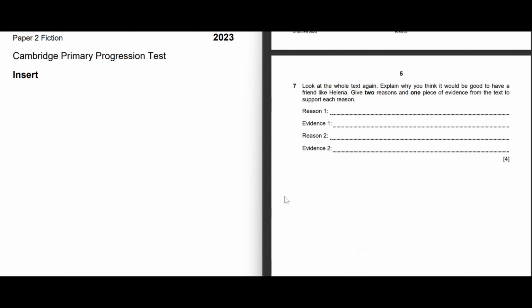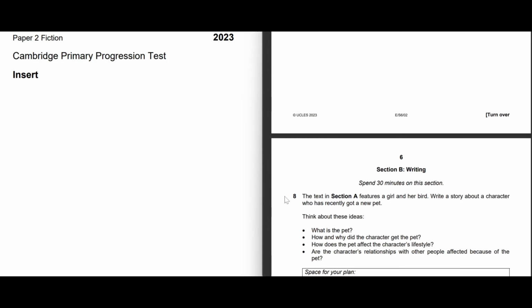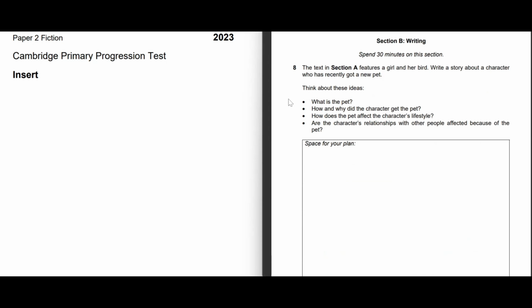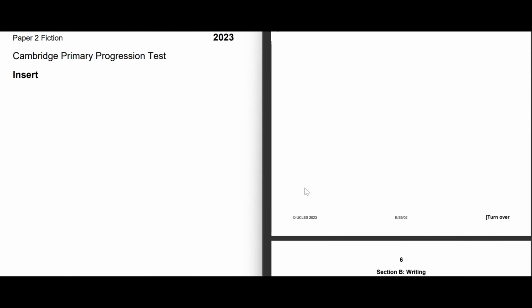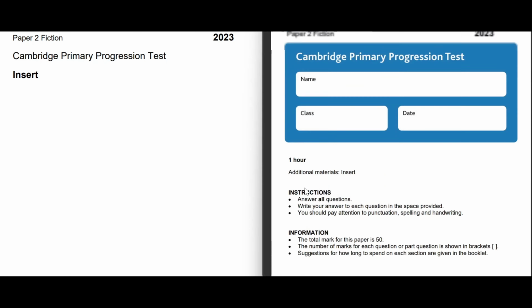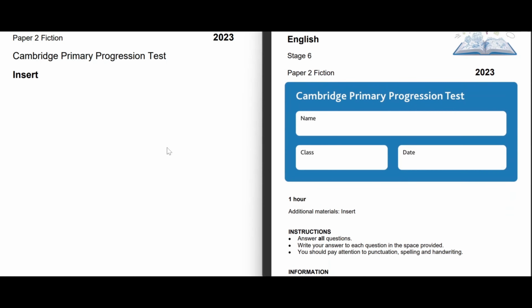Question 7, and this is the writing section, number 8. This is the space for your plan, and there are 2 full pages to write your response. So that's it for this paper for 1 hour, and let's get started by reading the inserts.